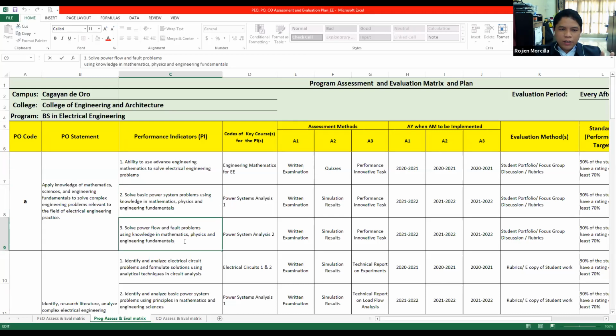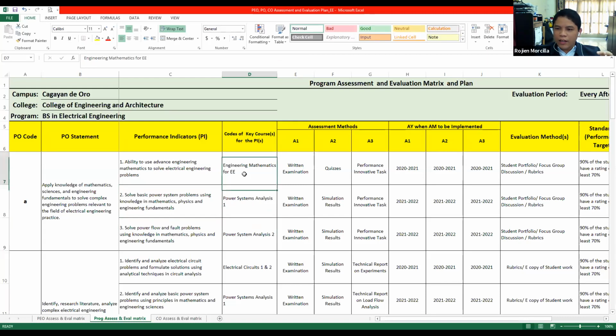So, as you can see in the statements, they are inline with my key courses in my program. For example, Engineering Mathematics for EE is a key course, then Power Systems Analysis 1, then Power System Analysis 2. So what assessment methods can I get? Written exam, the quizzes, even the performance innovative task.